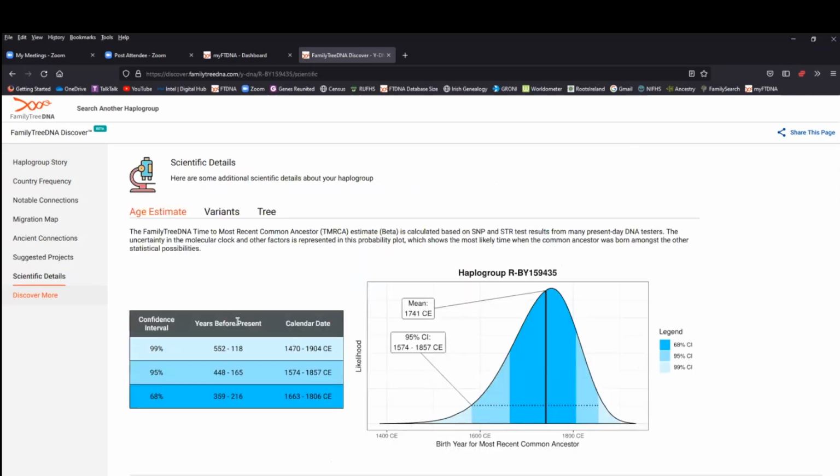Then if you want scientific details, this is giving you more information on timescales.